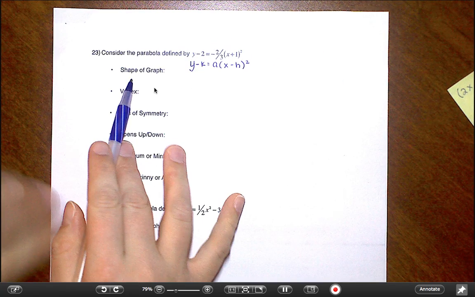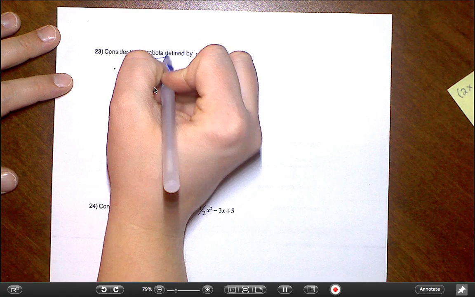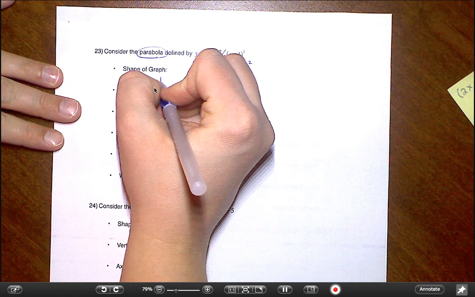Now for the shape of the graph, all of these graphs look the same. I just want to know what is the name of the graph, and actually if you're looking carefully, it's given to you right up here. The shape of the graph is a parabola.